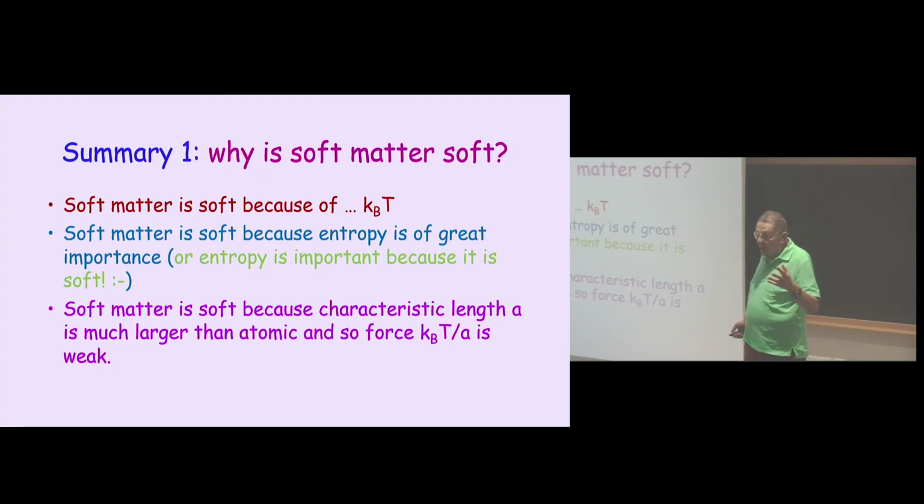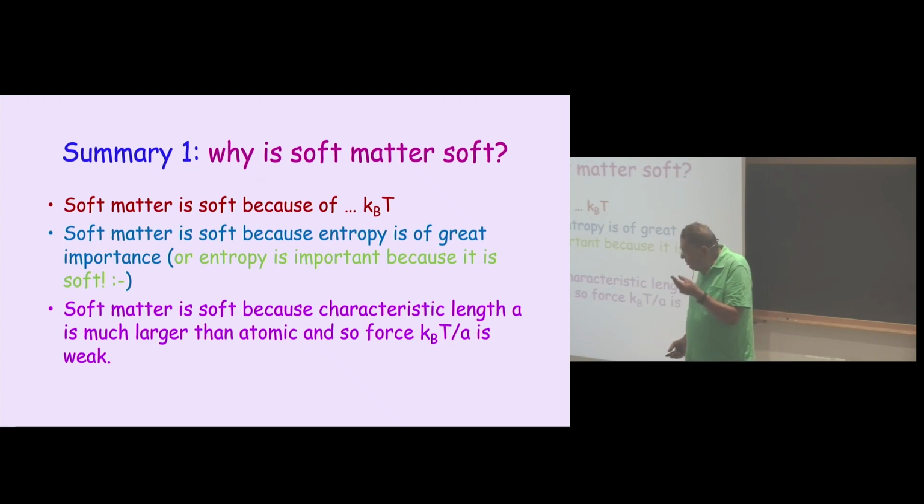So for instance, I told you the thickness of DNA is 2 nanometers. It's a small thickness in the soft matter world, a small distance, 2 nanometers, but it's 20 atom sizes. So it's already a significant distance by atomic standards, and therefore KT divided by A, which is the force, is small, and this smallness of the force means softness of the material.